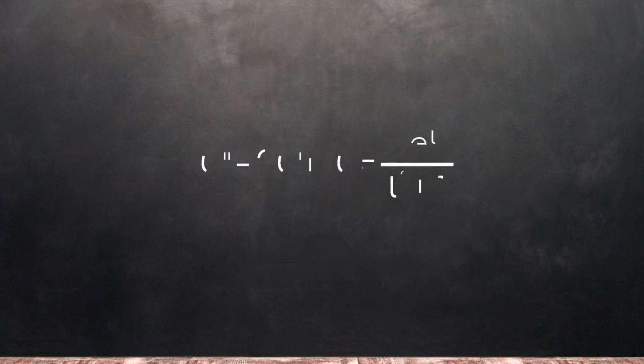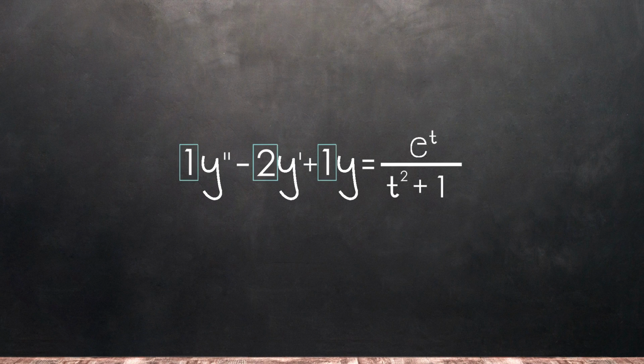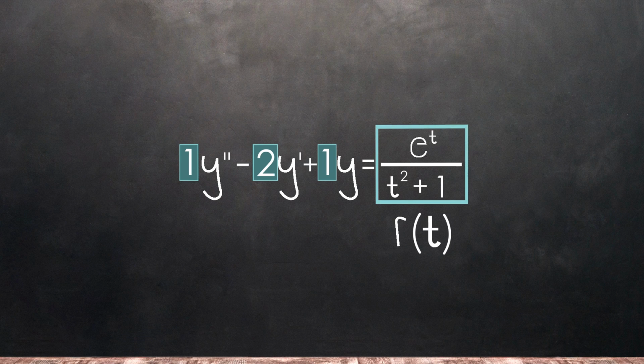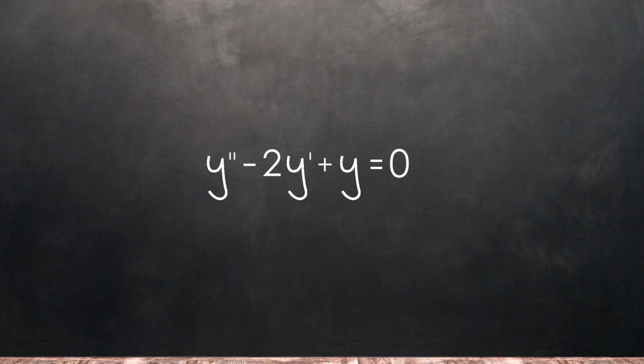Let's look at an example. Consider the following second-order differential equation. As we can see, the coefficients are all constant, and our non-homogeneous term f of t is e to the t over t squared plus 1. First, we solve the corresponding homogeneous differential equation.